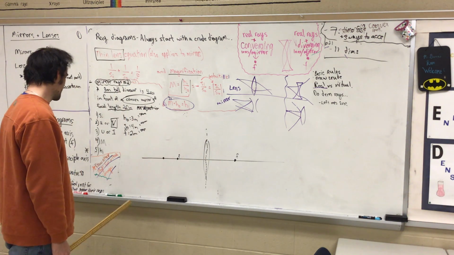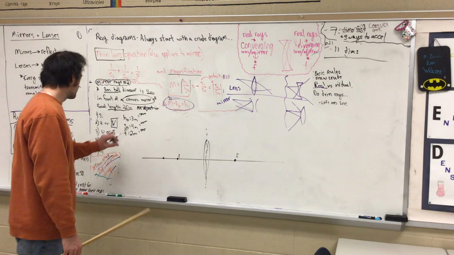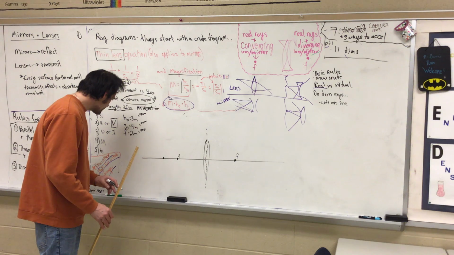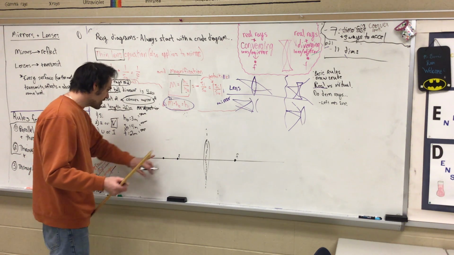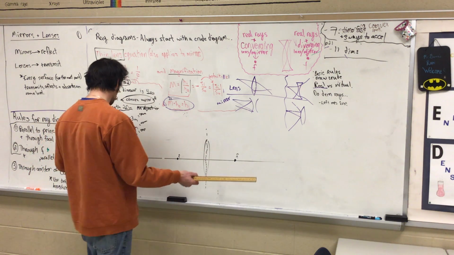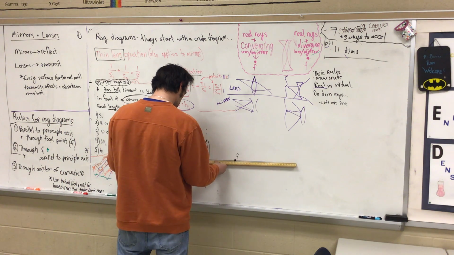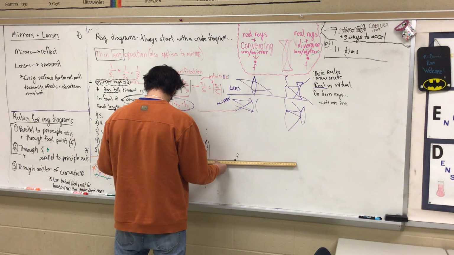And object height is 3 meters. Did I not do that right? No, I drew the wrong thing. Object distance is 4 meters. Whoop. So that's going to be right there. Object height is 3.